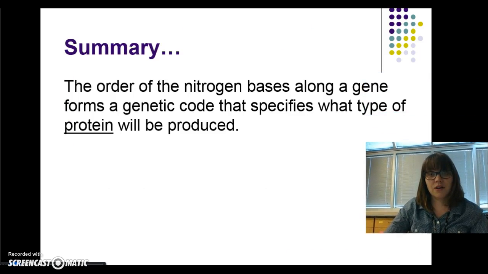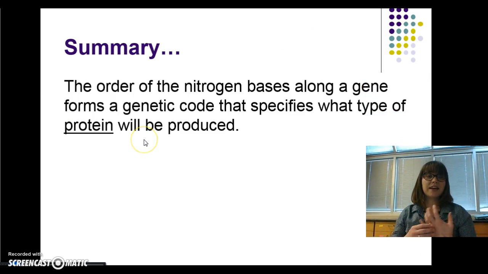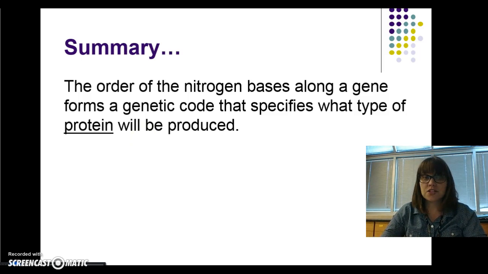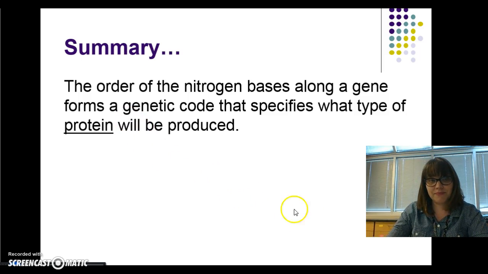Okay. One of the key ideas from your book is listed here. The order of the nitrogen bases along a gene forms a genetic code that specifies what type of protein will be produced. Now this is redundant. We've already said this, but I wanted to put it in the same words that your book does so that you have it in your notes. So then those proteins determine your traits.